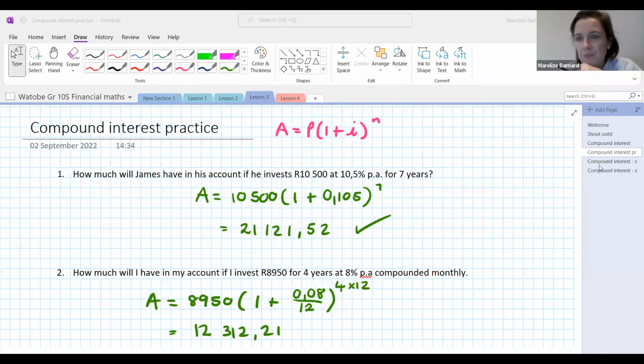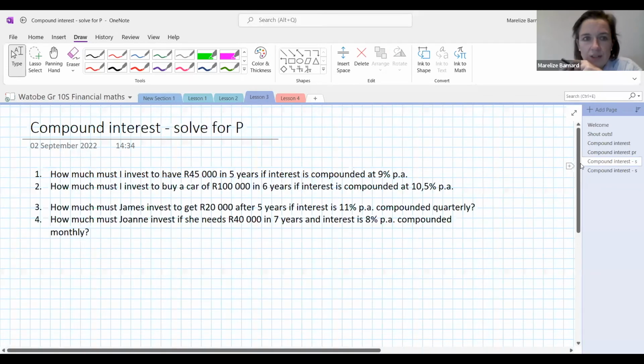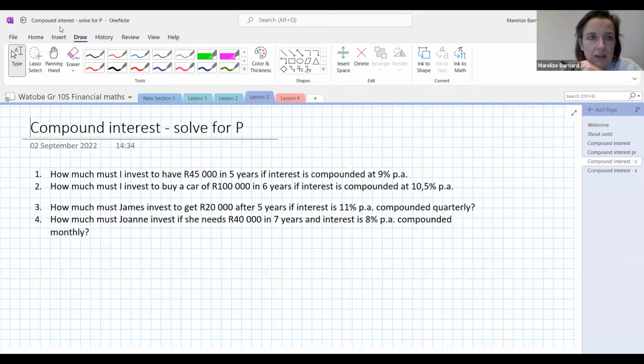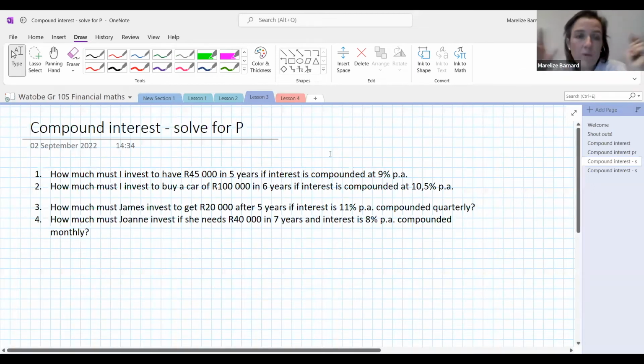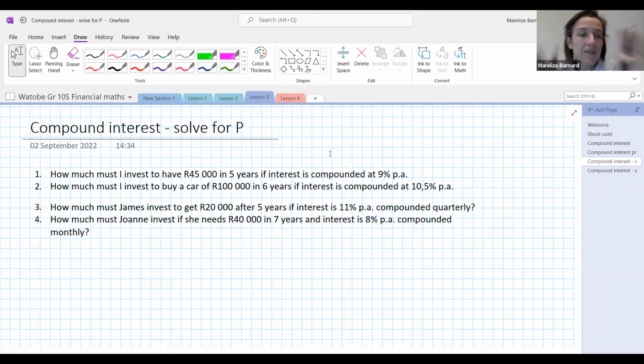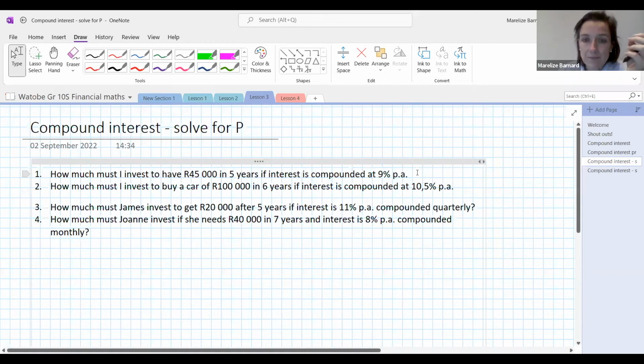Okay, wonderful. Right, so we're going to move on and we are going to look at solving for the other variables. What we've been doing up to now is we've just been working out what A is, what we have at the end. But sometimes we know what we have at the end or what we want to save towards, and we want to know how much must I put away now to get to that value. So that means we need to know how to solve for P.